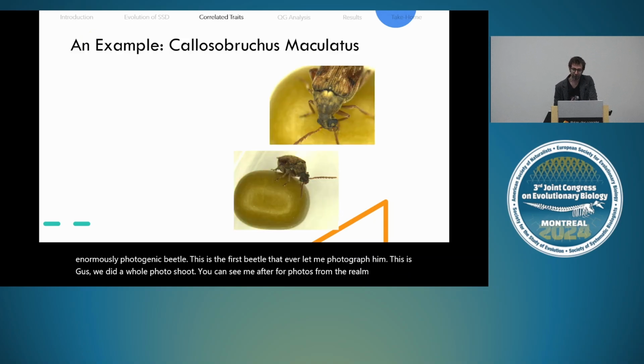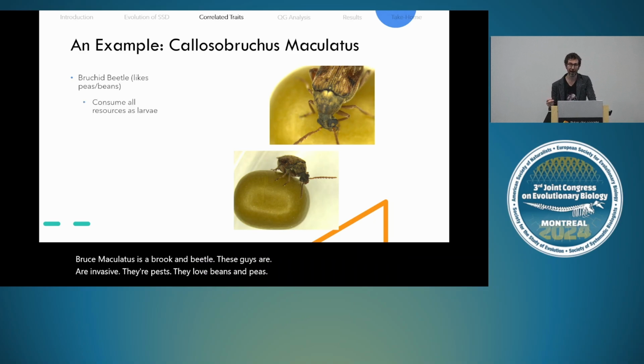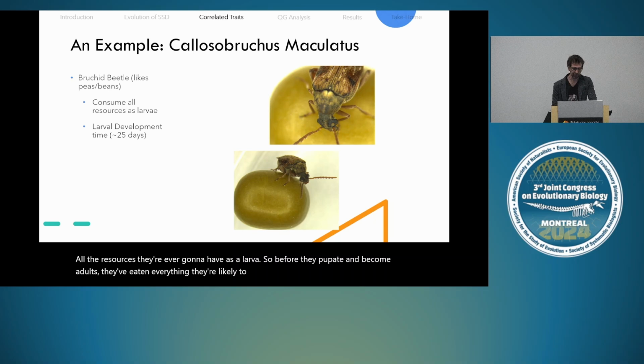So Callosobruchus maculatus is a bruchid beetle. These guys are invasive. They're pests. They love beans and peas. They consume all the resources they're ever going to have as a larva. So before they pupate and become adults, they've eaten everything they're likely to eat. Their larval development period takes about 25 days, and then they emerge as a fully formed, sexually mature adult.